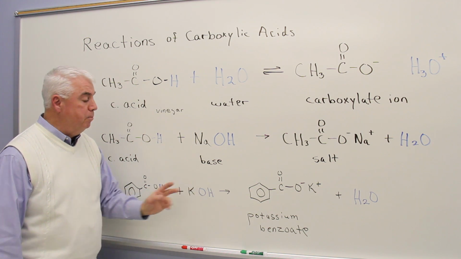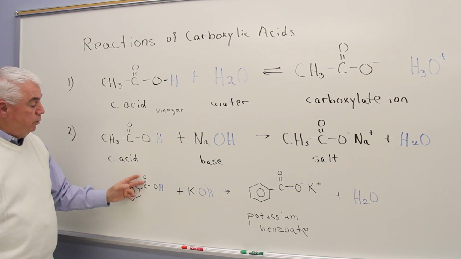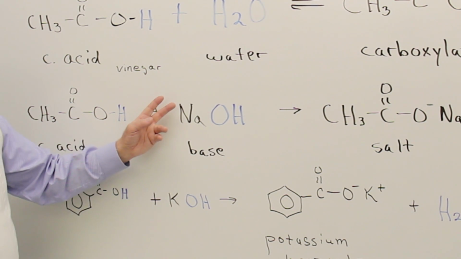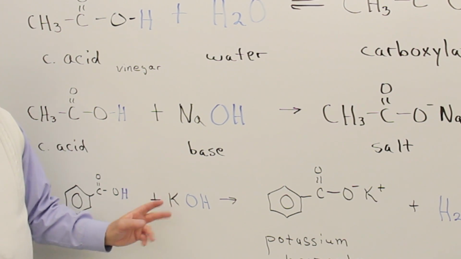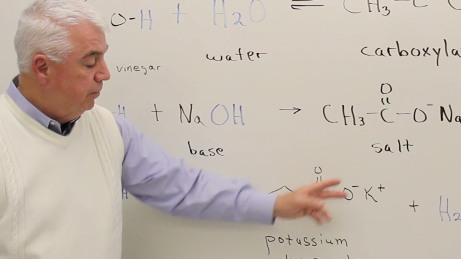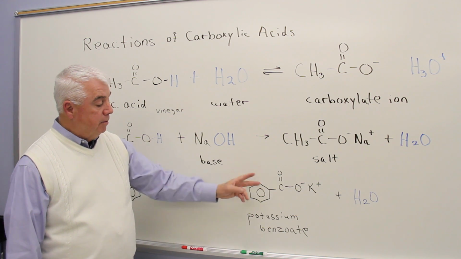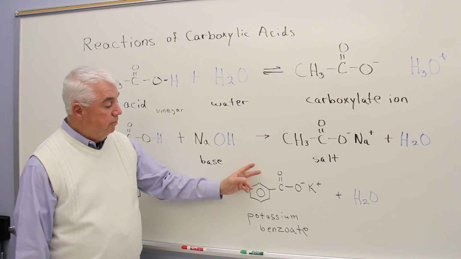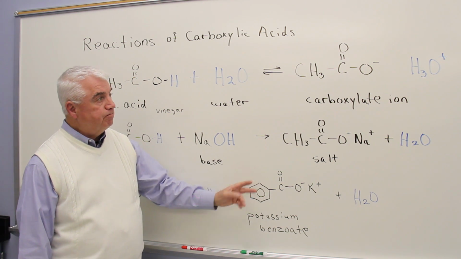Here's another example of that reaction. This time I've got a benzene ring with a carboxylic acid group attached. Instead of using the base NaOH, I've got KOH. So we'll get the potassium salt. This is potassium benzoate. And potassium benzoate is the active preservative in foods like ketchup.